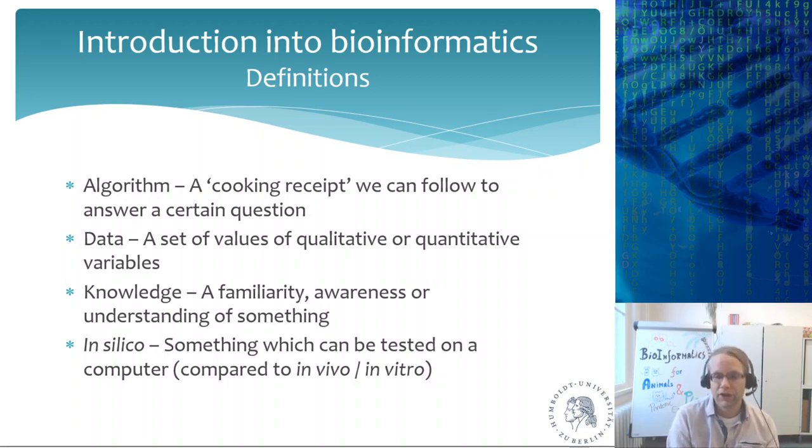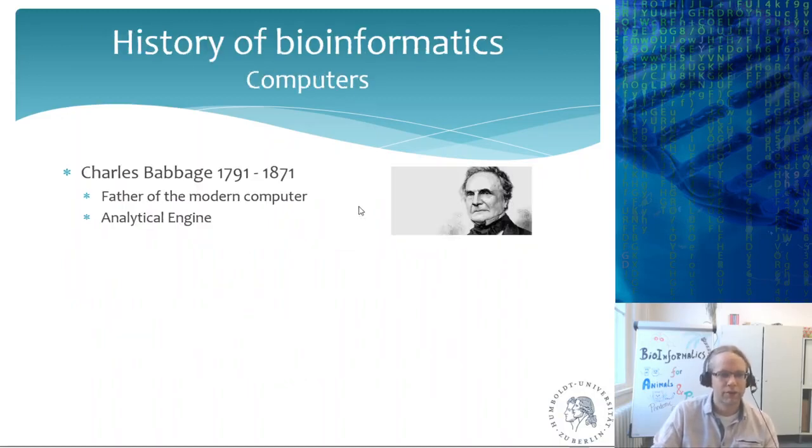So when you do a prediction on the computer, it's an in silico prediction, which is something that is tested or can be tested on a computer. Normally we can compare this to terms like in vivo, so doing an experiment in a live animal, or in vitro, doing an experiment in a lab setting. So in silico means in a computer, in vivo means in a living animal, and in vitro means that you do it more or less in a lab setting. So you kind of remove the live part from the equation.